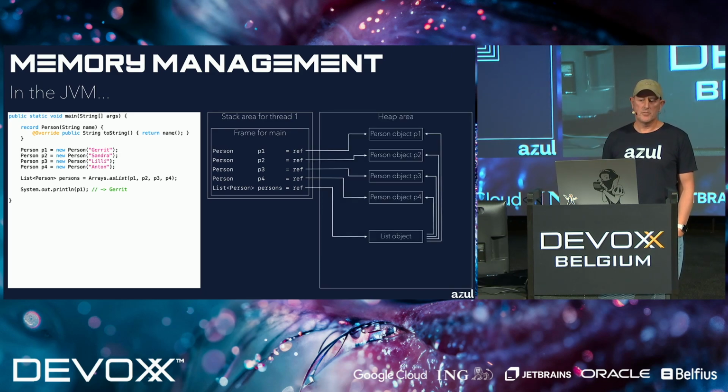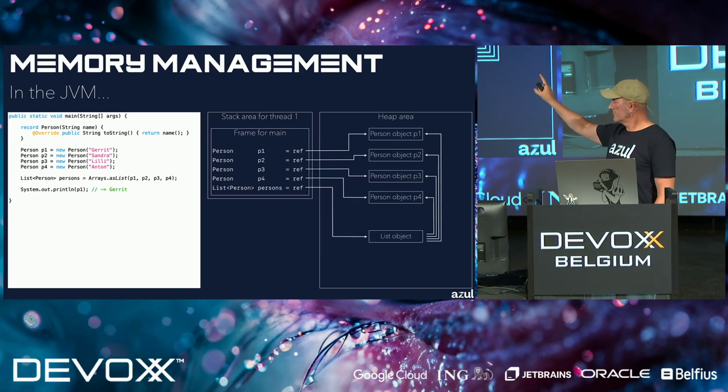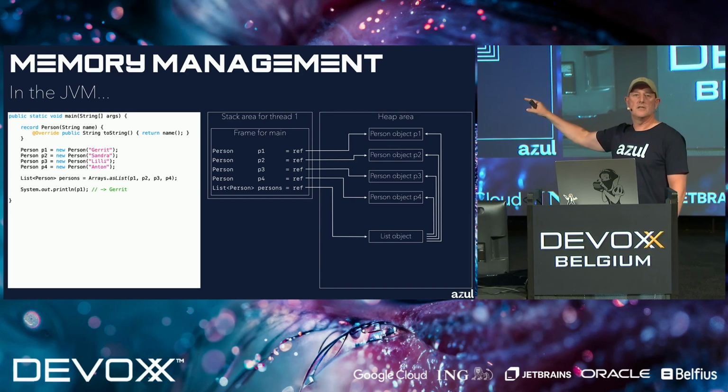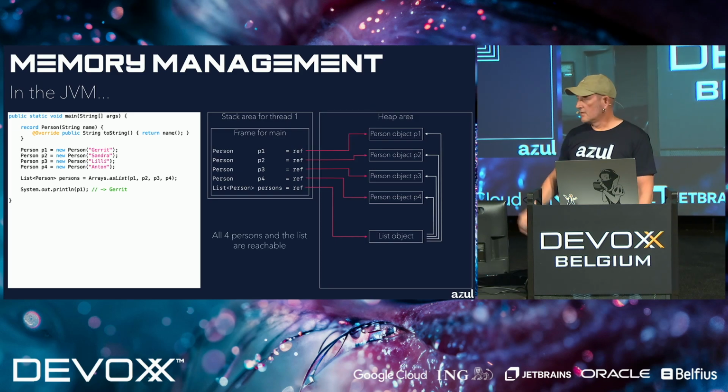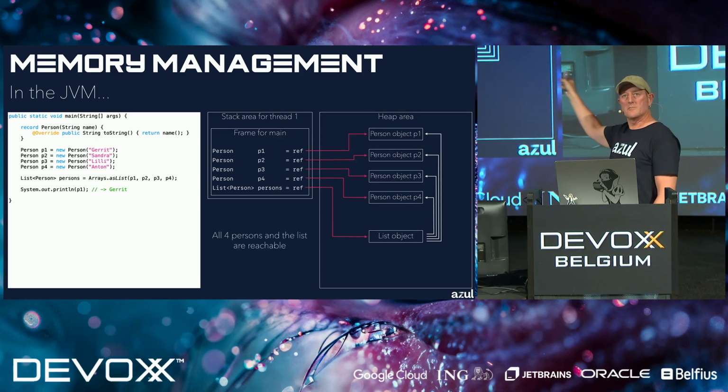So then we have the heap, and from the stack frame, we have references to the objects on the heap. And you see we have the person 1, P1, P2, P3, and the list object on the heap, and they take up space. So all of these objects are reachable from the stack frame, right? So every reference can be followed into the heap.